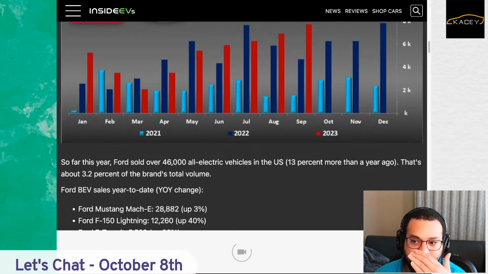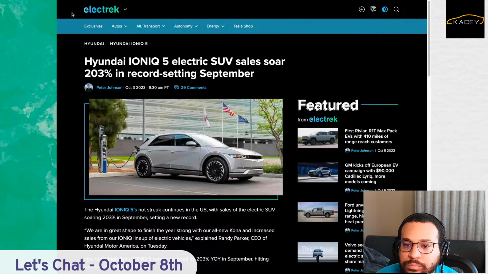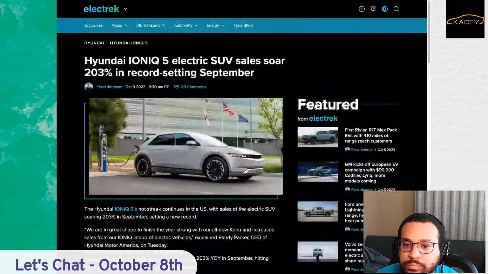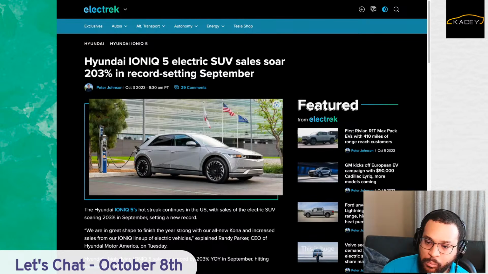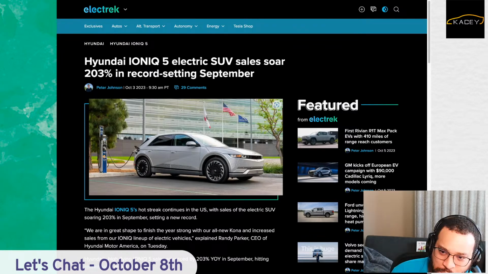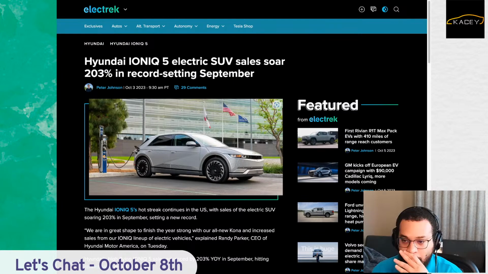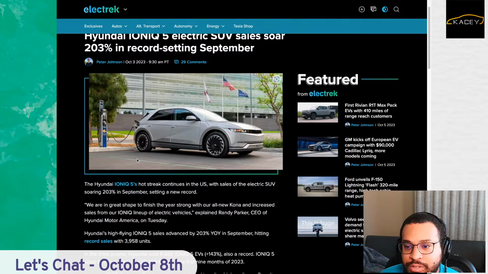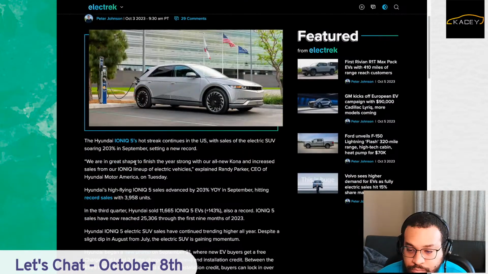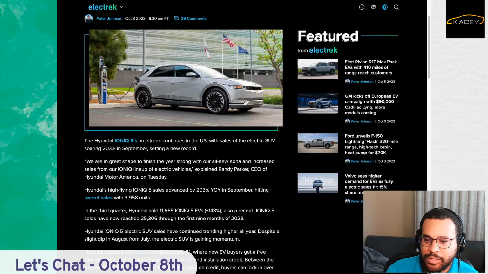Moving on, let's go to Korea. Hyundai Ioniq 5 electric SUV sales soar 203% in record-setting September. The Ioniq 5's hot streak continues in the US, with sales of the electric SUV soaring 203% in September, setting a new record.